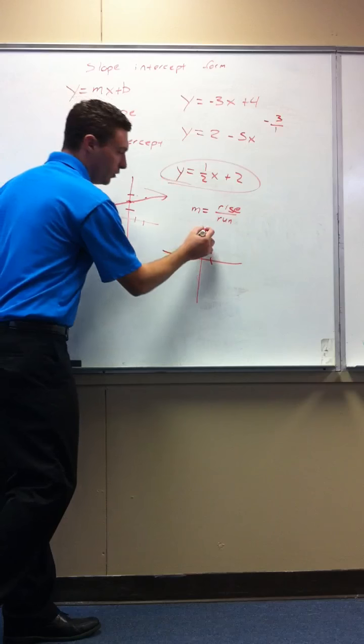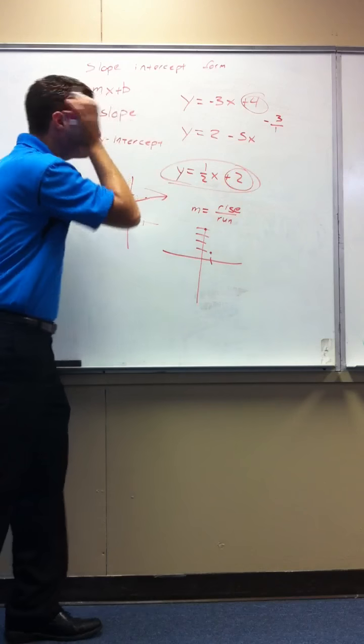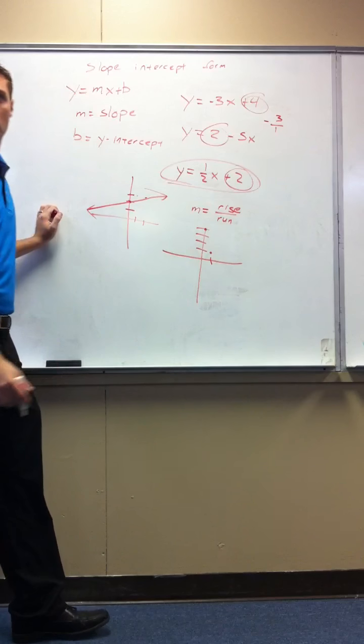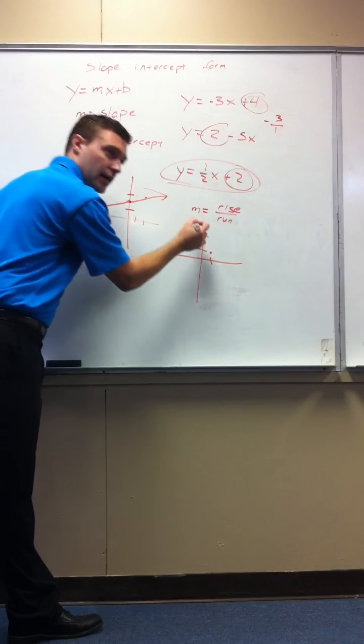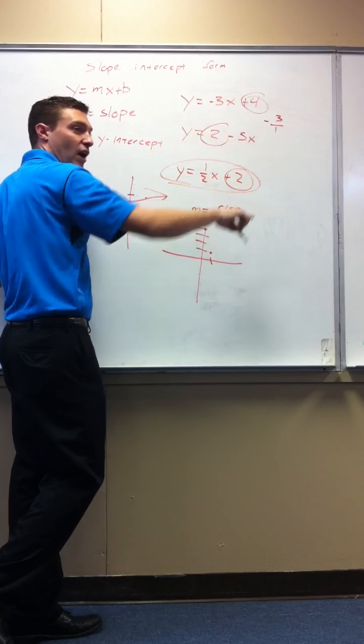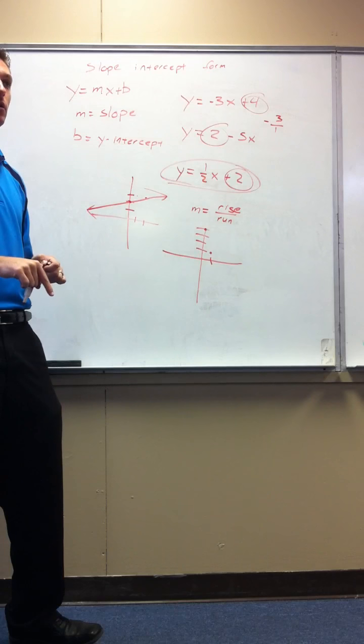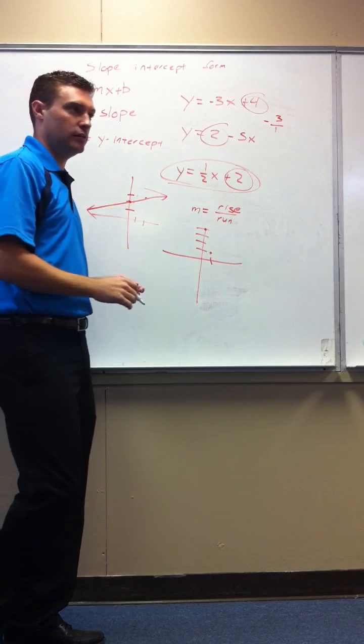Okay? So you plot your y-intercept first, you find b, whatever it may be, plot it, then do rise over run. If it's not a fraction, make it a fraction. If it's negative, which direction do you go? Down. If it's positive, you go up, and then go right either way. Okay?